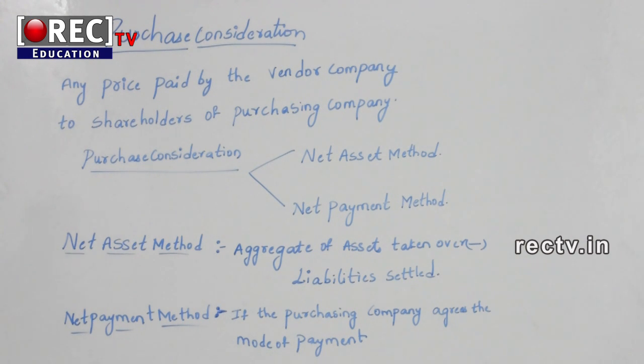Now let us see another method to calculate the purchase consideration, that is the net payment method. If the purchasing company makes an agreement with the vendor company that it will pay something in the form of equity shares, something in the form of debentures, something in the form of preference shares, or in the form of cash, that is, if it agrees the mode of payment with the vendor company, that is the net payment method. Whatever the purchasing company pays to the vendor company is nothing but the purchase consideration, which is the consideration payable by the purchasing company to the owners of the vendor company, that is, the existing company.